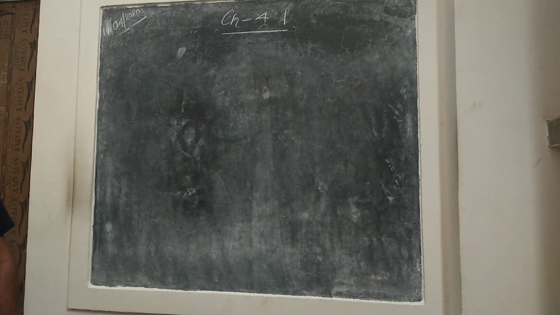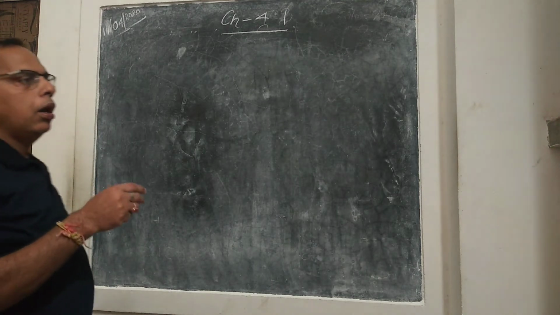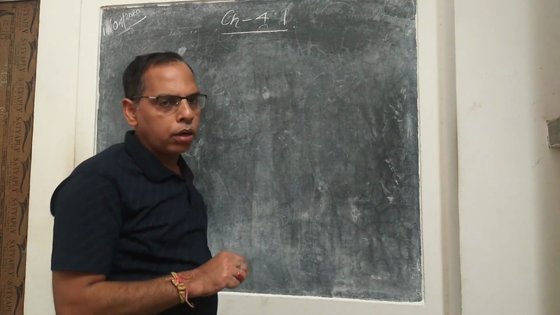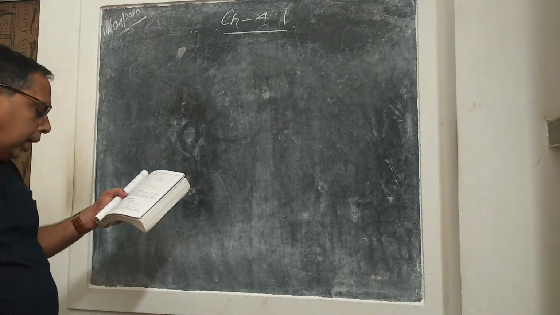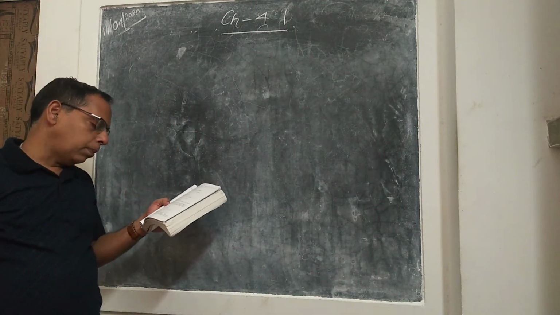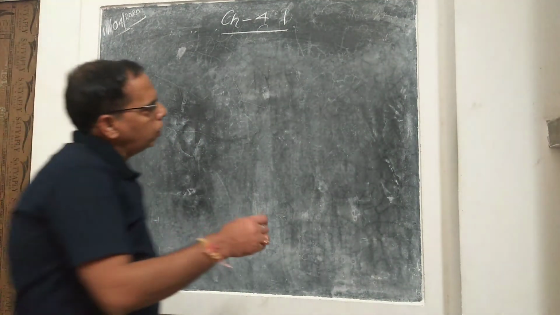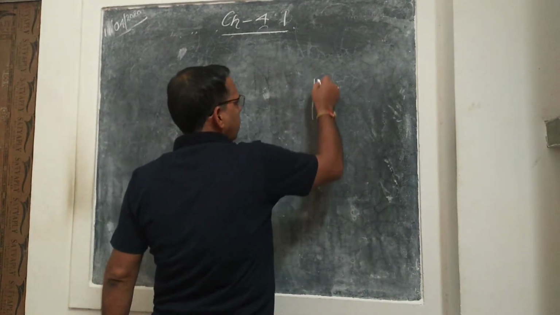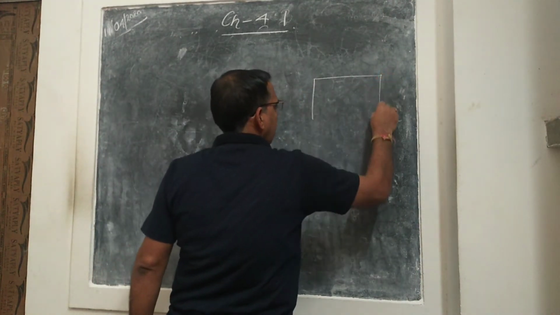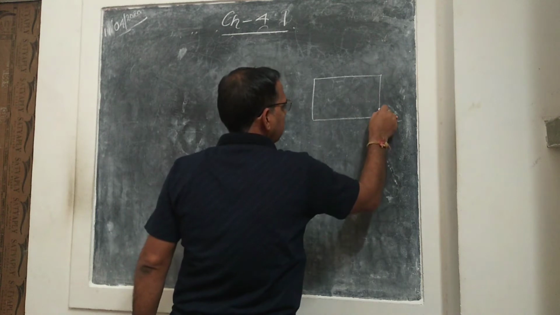Let's see the second one. Represent the following situation in the form of a quadratic equation. Now I'll show it in both forms, a linear equation in two variables and a quadratic equation. Now you see here, the area of a rectangular plot is 528. So what is a rectangle? A rectangle is this one. This is a rectangle.